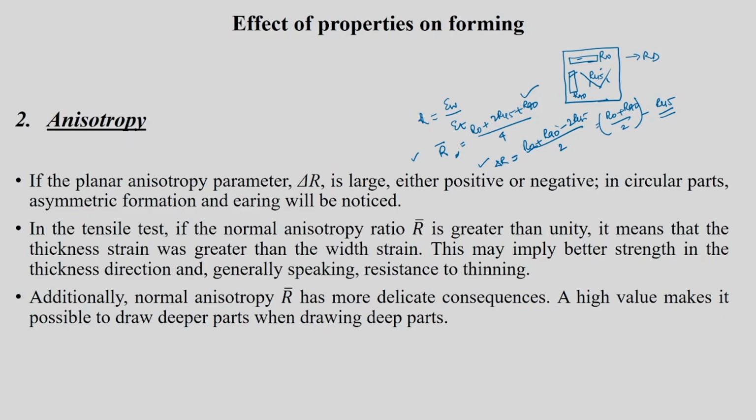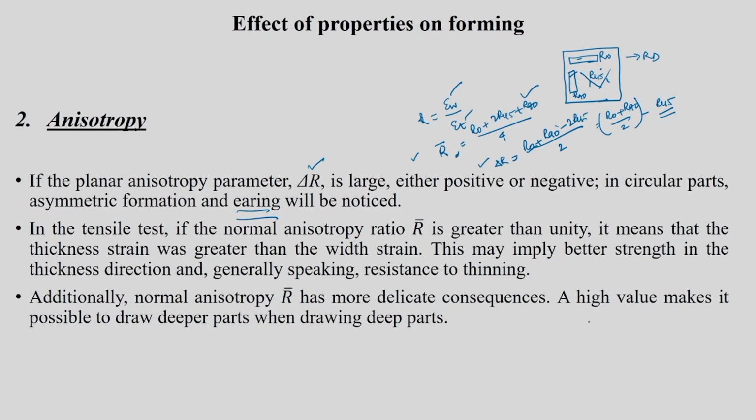Now, what are these effects? I think you now understand what epsilon W and epsilon T are; in the previous section we described how to calculate them. If delta R is large, either positive or negative, then in circular parts asymmetric formation and earring will be noticed. Earring is actually a defect.